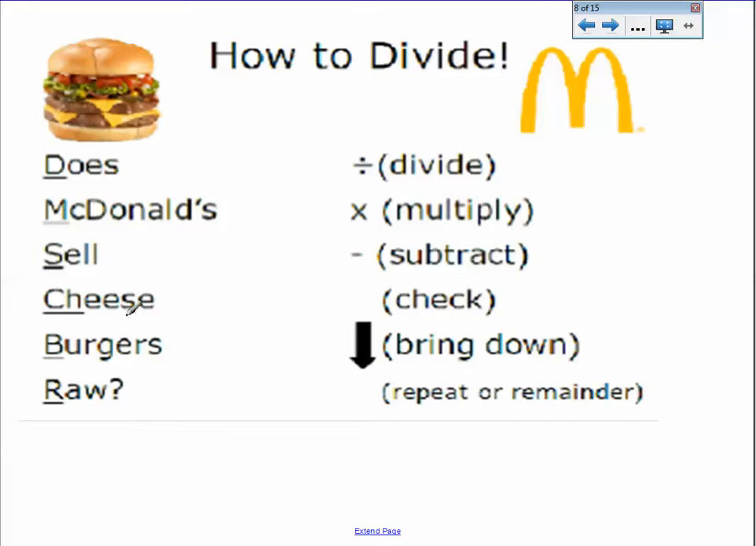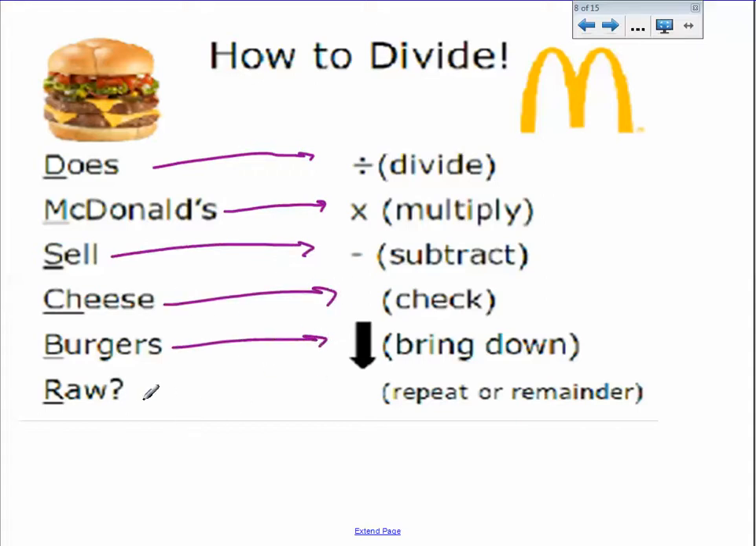Does McDonald's sell cheeseburgers raw? First off, let's hope not. But we're going to use this to help us remember our steps. Does, divide. McDonald's, M, multiply. Sell, S, subtract. Cheese, C, check. Burgers, B, bring down. And raw, R, that stands for repeat or remainder. So we're going to use these steps as we're working today on some problems.